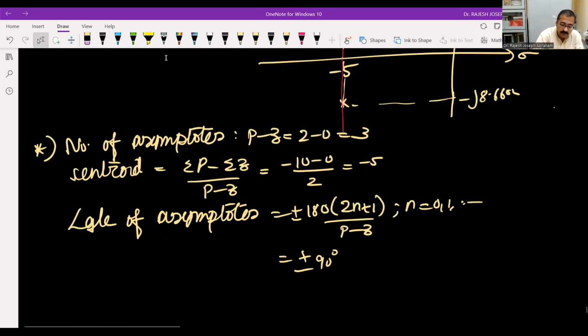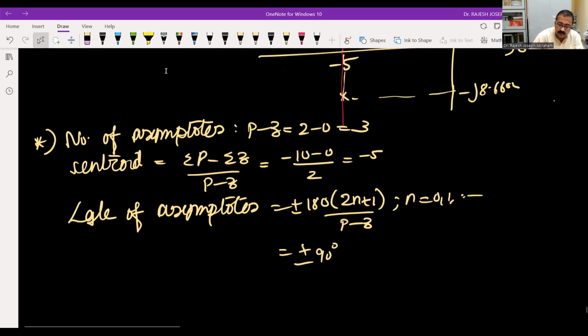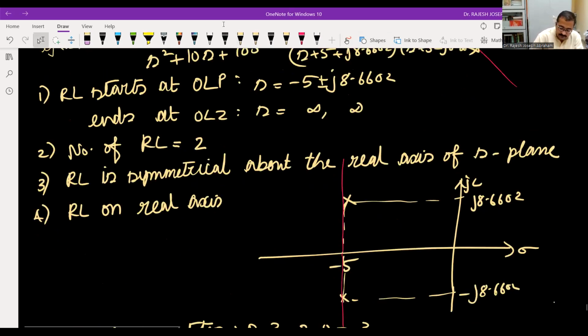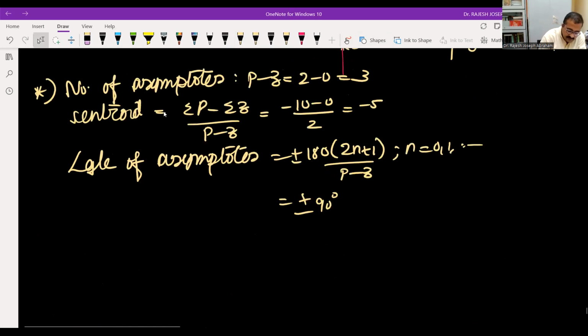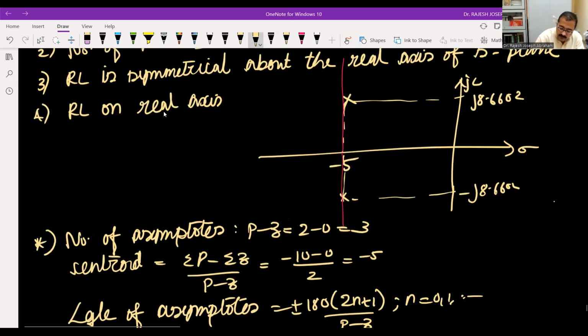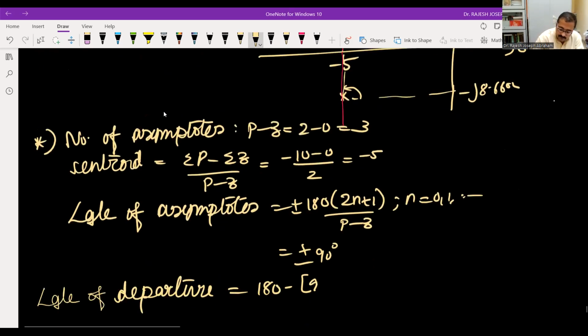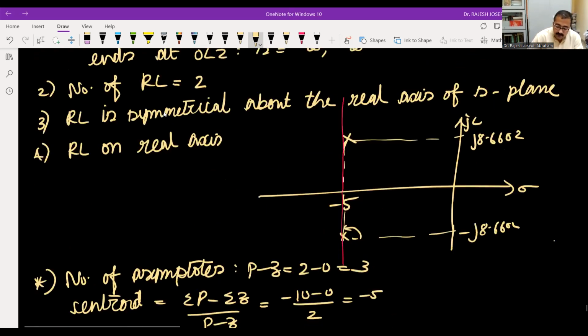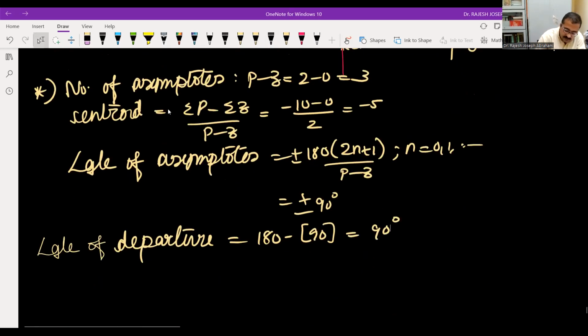So how to find the angle of departure? The next step is the angle of departure. It is 180 minus the sum of angles from other poles. Here you have only one other pole, right? So what is this angle? It is plus 90. So 180 minus 90 degrees, that means 90 degrees is the angle of departure from minus 5 plus j 8.6602.